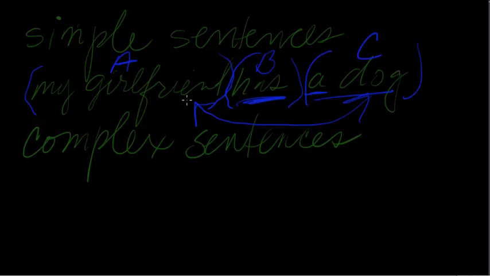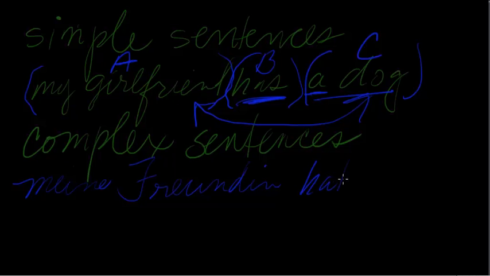So if you have no idea what I just said, don't worry about it. I'll make it as simple as I can. So let me go ahead and give you this example. Meine Freundin, Freundin means girlfriend, hat einen Hund. Okay.